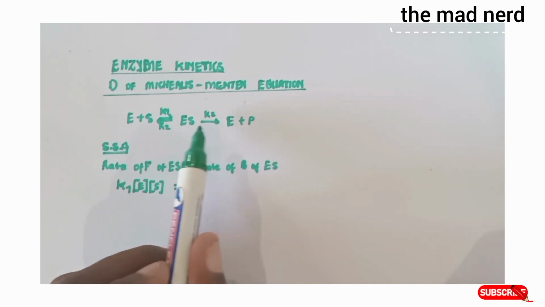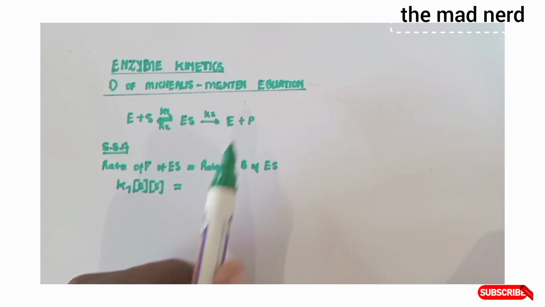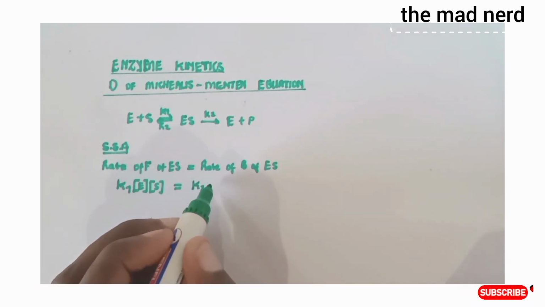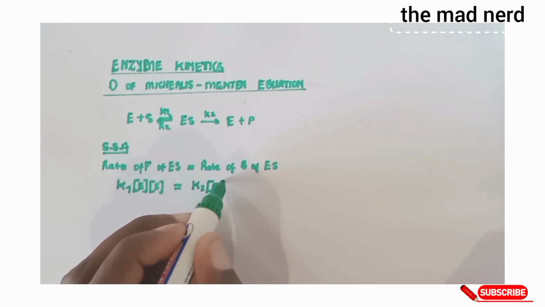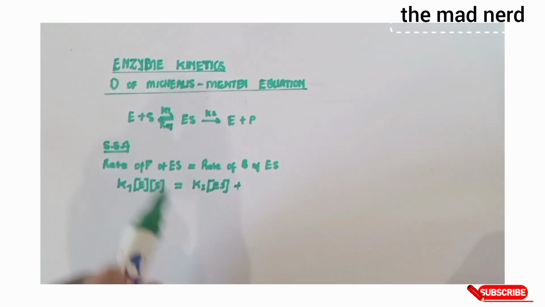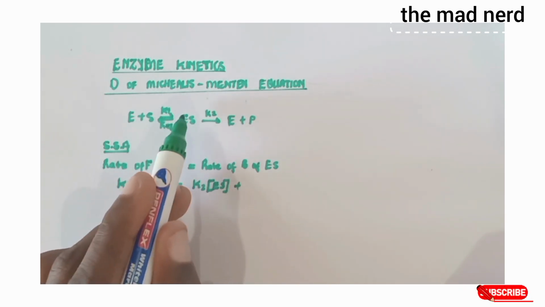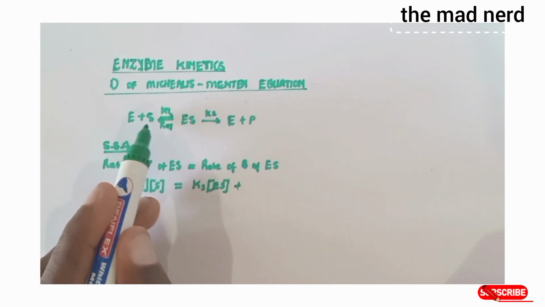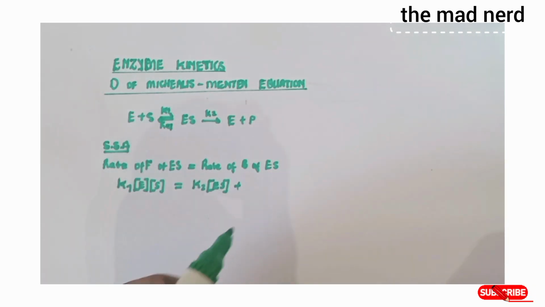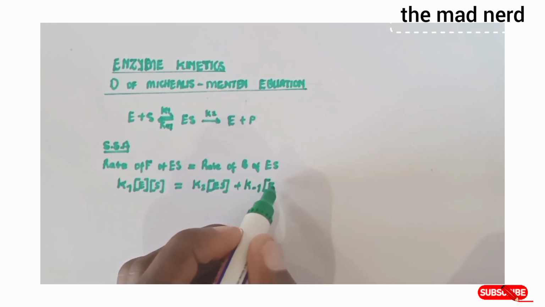Looking at this reaction, ES is broken down into an enzyme plus a product. So we say K2 times the enzyme substrate, plus, because in this equilibrium the enzyme substrate also goes through the reverse reaction to form the enzyme and substrate, K negative 1 times the enzyme substrate.